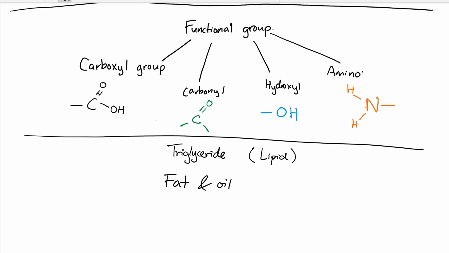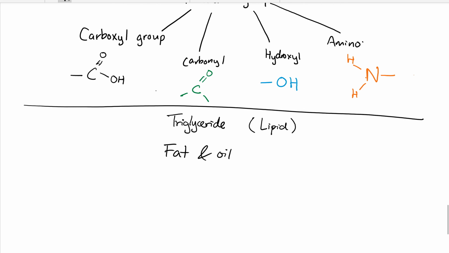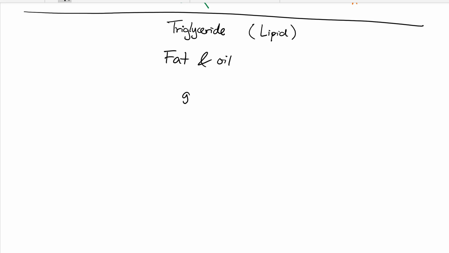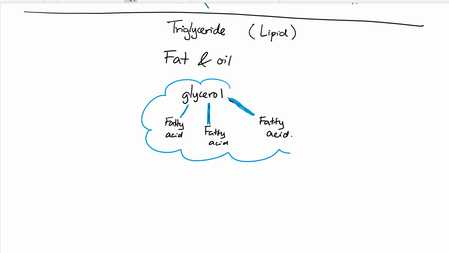The structure of a triglyceride is a glycerol and three fatty acids. Remember, they are formed through dehydration synthesis, so they have a bond in between the glycerol and fatty acids, and they now form a new molecule, which is a triglyceride.